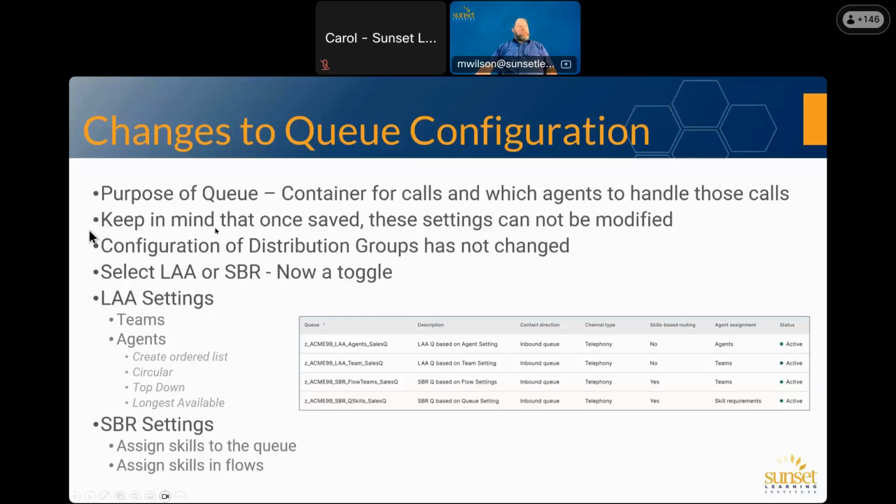Also, keep in mind that most, not all, but a lot of the settings in the queue, once you set those settings, you can't change them. Yeah, you could do a save as, create a new version, create a new copy of it, and take it from there, but it's not something where you can say, oh, I didn't want that to be longest available agent. If you've already saved it, just plan to do a copy and start over, because you can't modify that.